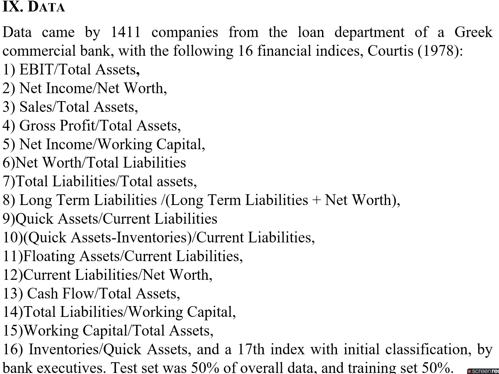Now, the data came by 1,411 companies from a Greek bank with 16 indices according to the Altman methodology of 78. For example, earnings before interest and taxes to total assets, net income to net worth, and so on. Also, as a 17th index, the initial classification by bank executives is used. The test set was 50% of overall data, and training was 50% as well.